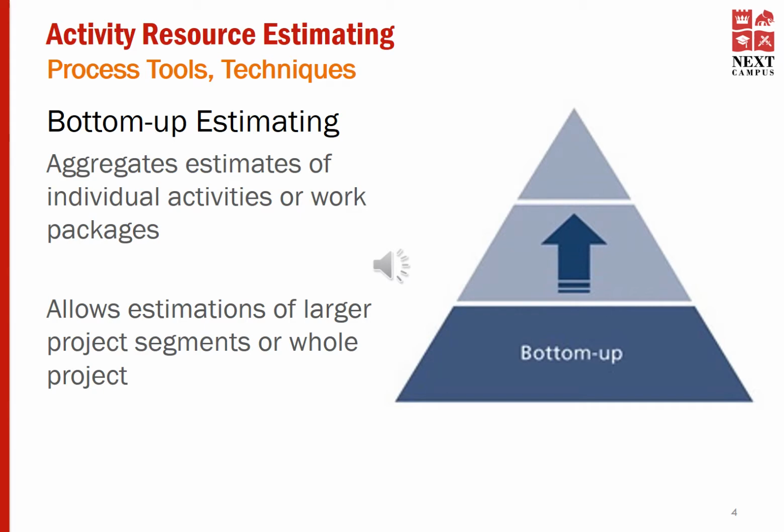The second technique discussed is bottom-up estimating. We already discussed this technique as a very effective way of estimating the resources. Bottom-up estimating aggregates estimates of individual activities or work packages. It allows estimation of larger project segments or the whole project in a systematic way, starting with the smallest, easily manageable pieces of work, rolling up to the packages and the whole project.